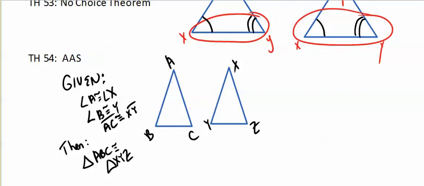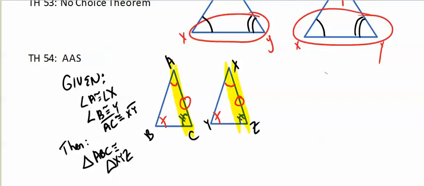And the reason is, if we take a look at what the markings are, angle A is congruent to angle X, angle B congruent to angle Y, and then AC congruent to XY, we know that C would be congruent to Z based on the no-choice theorem. Therefore, triangle ABC would be congruent to triangle XYZ based on angle-side-angle.